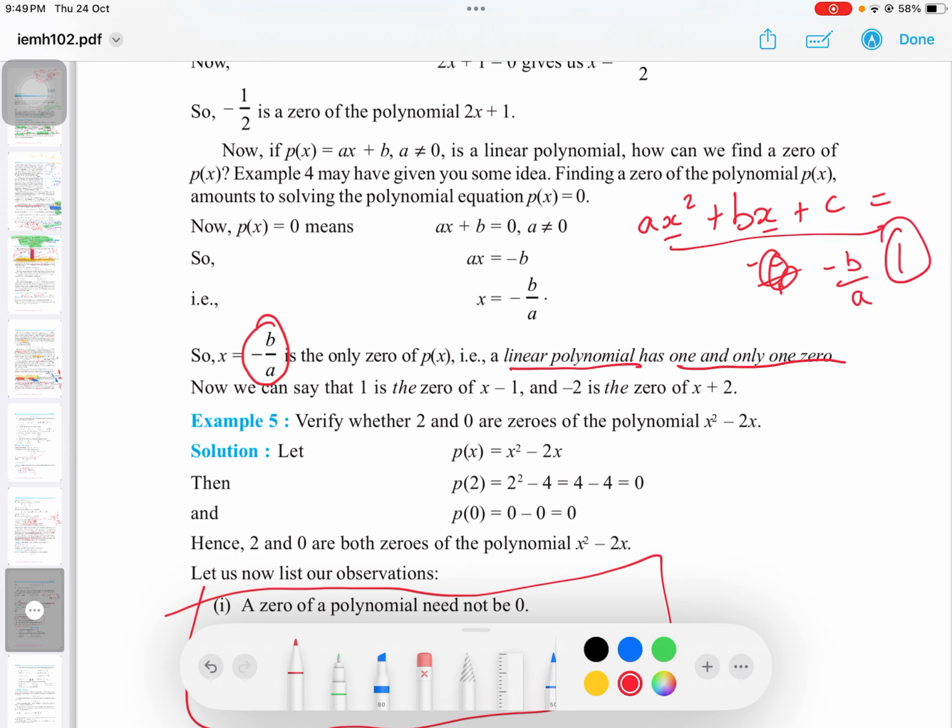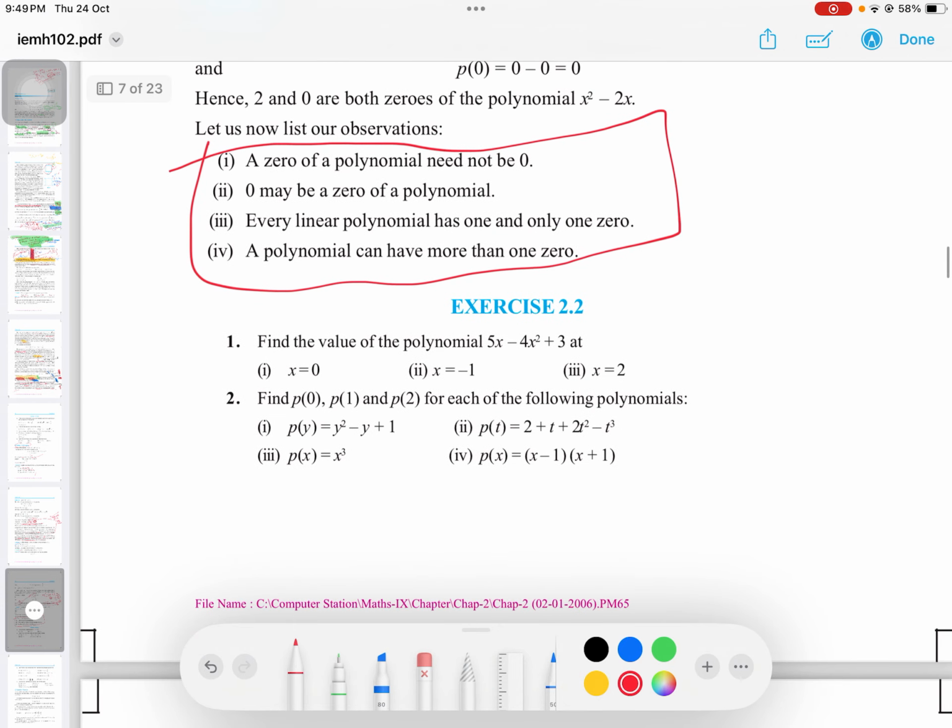You can generalize as minus b by a is 1 zero, c by a is another zero. You'll be learning in 10th, okay? But for linear, you have only one possibility, that is this. So therefore it has only one zero.